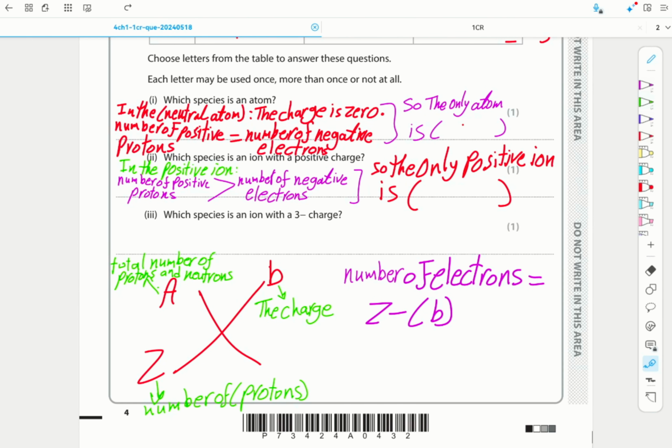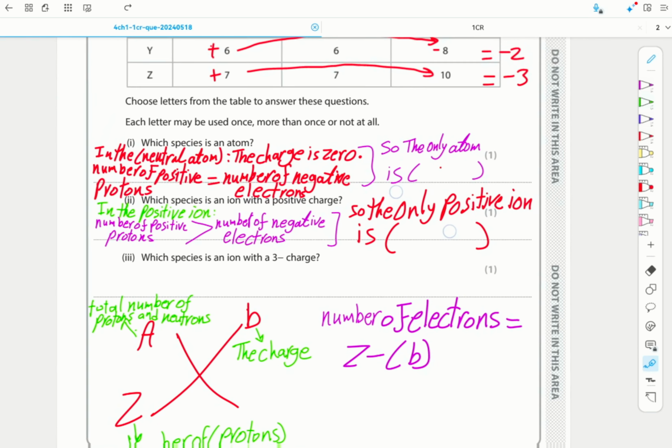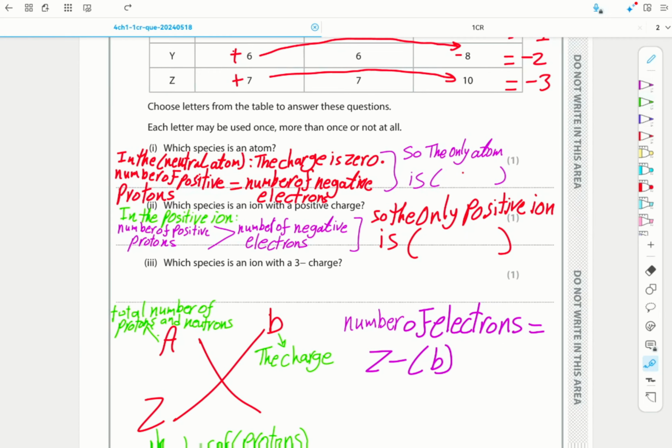Now, my friends, let's go through the questions one by one. We say each letter may be used once or more than once. Let's see question number 1. Which species is an atom? First of all, let's remember the definition of an atom, or a neutral atom. It's better to say neutral atom.